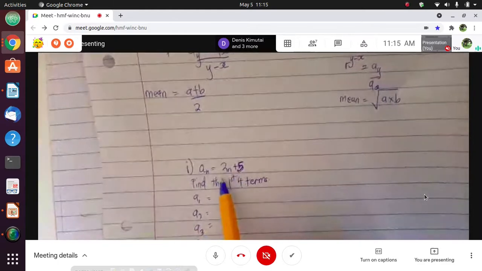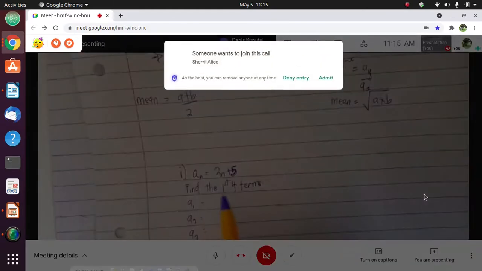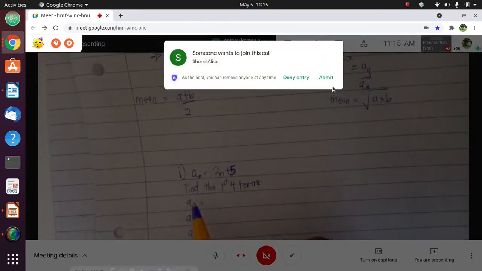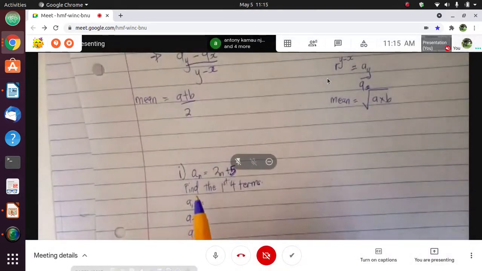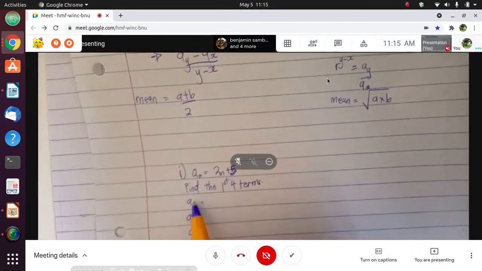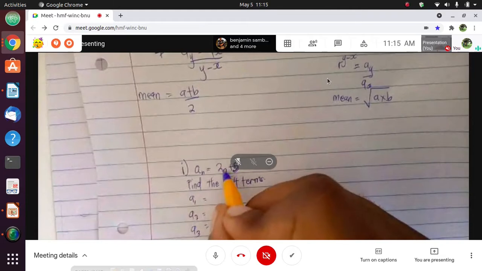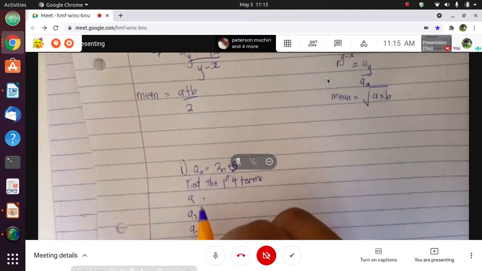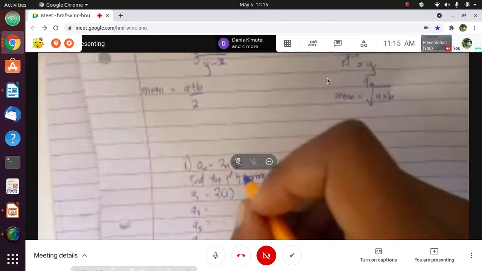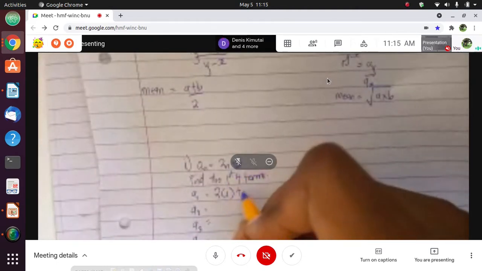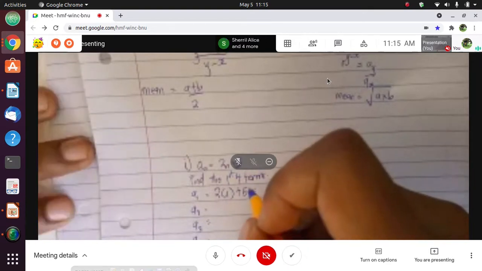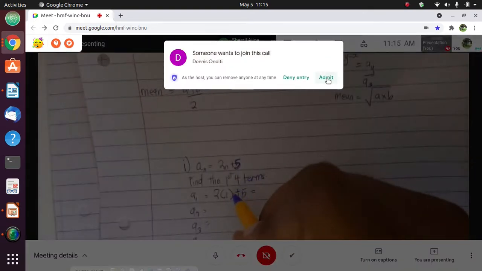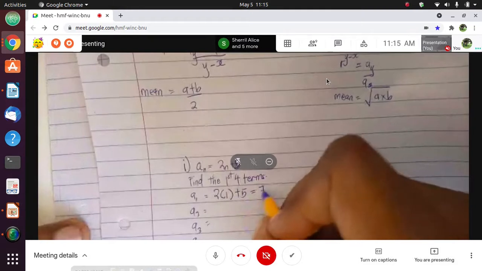Now, how are we going to do that? We will confirm the first term by replacing the 1 in the value of n. Remember, n denotes the number of terms. So A1 will be 2 times 1 plus 5, to give us that the first term is 2 plus 5, which is 7.